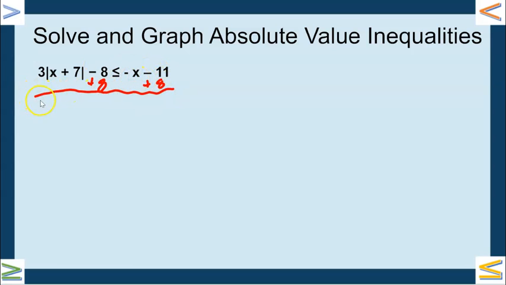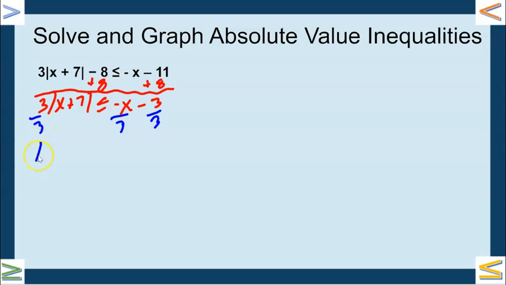And that's going to give us 3 times the absolute value of x plus 7 is less than or equal to negative x minus 3. Now the next part, I'm going to get the absolute value by itself by dividing everything by 3.